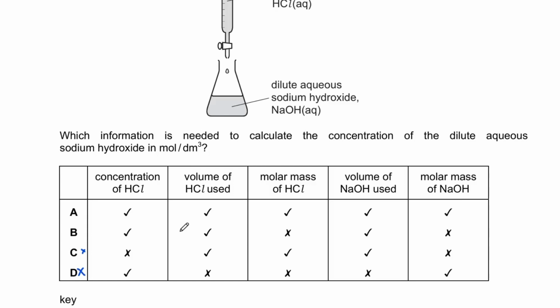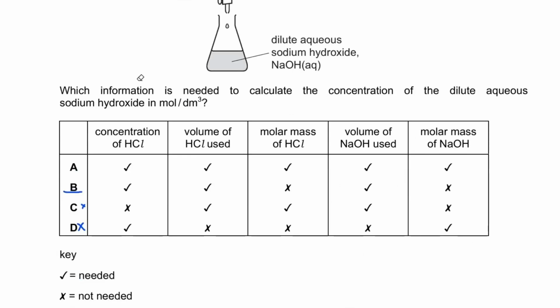Then we need volume of alkali used. Our alkali is sodium hydroxide. A and B, volume of sodium hydroxide used is stated there. So we go to the last column. We don't need molar mass to calculate concentration. So that means the correct answer is B, because it's the one that stated that we don't need molar mass.